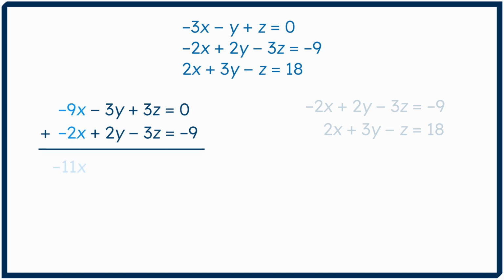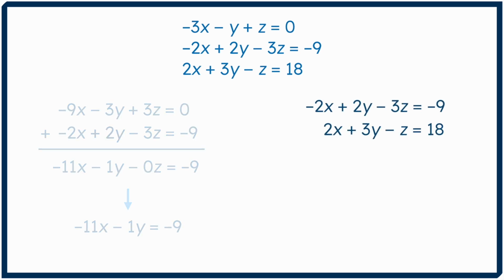-9x plus -2x is -11x, -3y plus 2y is -1y, 3z plus -3z is 0z, and 0 plus -9 is -9. As you can see, we've eliminated the z terms and we're left with -11x minus 1y equals -9. We could just write this as -11x minus y equals -9, but let's leave the -1 in place for now, since it'll help us line things up later.